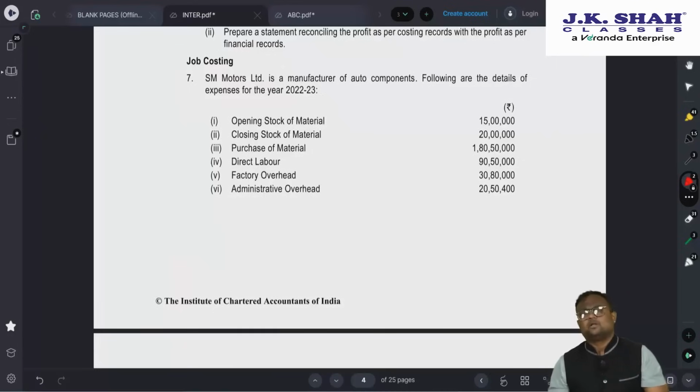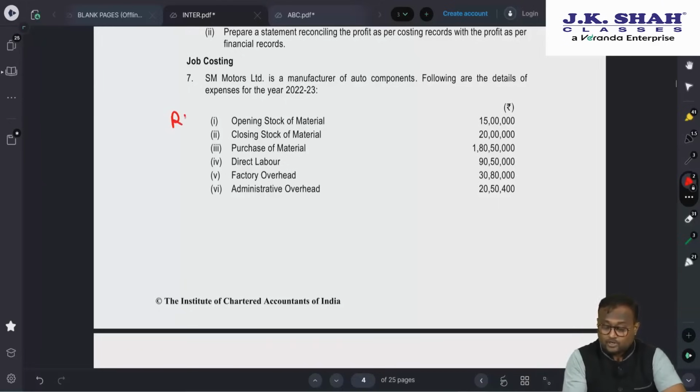Now, one more similar question. Since it is related to cost sheet format only, I am doing it immediately after question number 5. Question number 6 will be done later, but this is related to same cost sheet concept. So, we will be handling this first. SM Motors Limited is a manufacturer of 2 components, and following are the details.